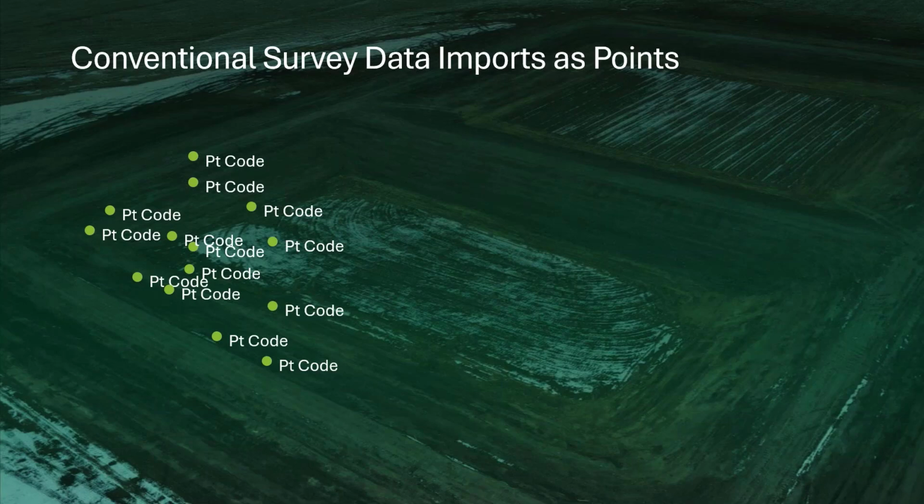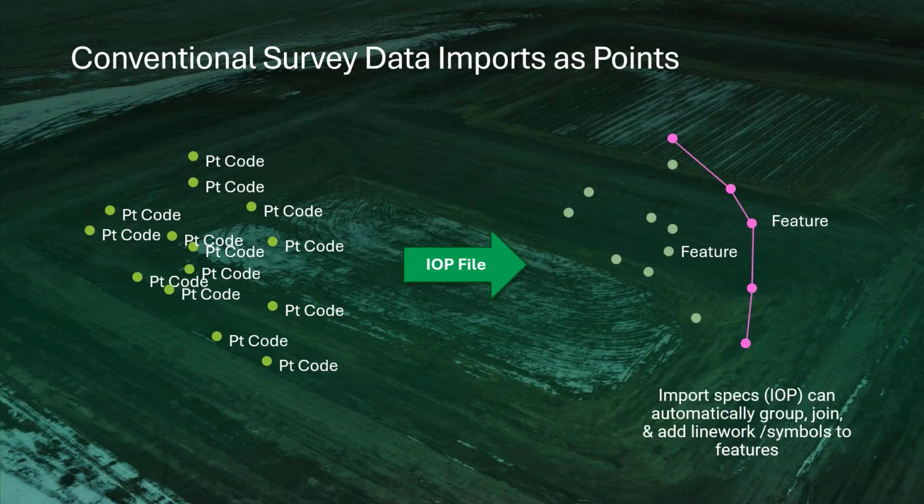In the terrain module, we can use something called an IOP file that can really help us describe to the software how to interpret that data, and can help us determine what columns the data is in, where your X, your Y, and your elevation are, as well as help us to automatically join features and create polylines, even defining line work and symbology. So these IOP files really do help us take a bunch of points and turn them into meaningful features, line work, as we look to create our surface.